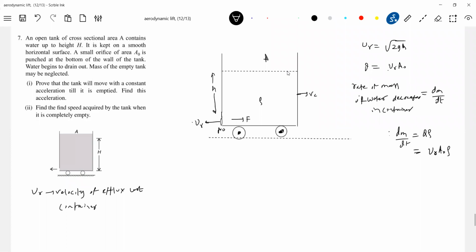Can we write the thrust force now? What is the thrust force? Thrust force should be equal to UR dm by dt. Dm by dt is UR A naught rho, I think we already know. Once again, this thrust force only will accelerate the container, no? M into dVc by dt.